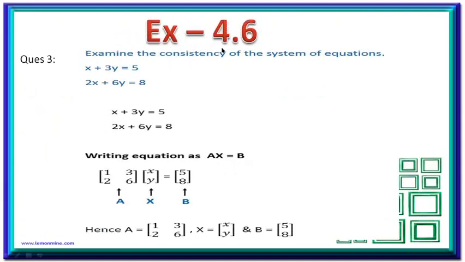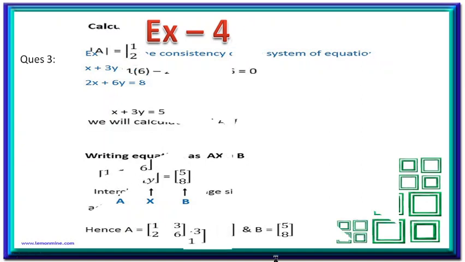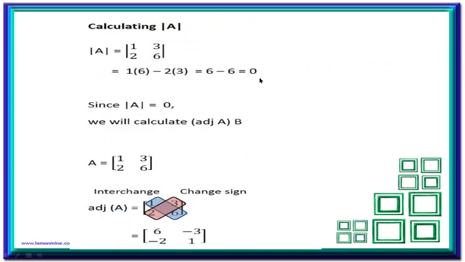Now let's discuss few questions of exercise 4.6. Let's take question number 3. Examine the consistency. Again, two equations are given. First of all, we'll write in this format AX equal to B, where A will represent all the constants 1, 3, 2 and 6. Matrix X will represent all the variables x and y, and B will represent these numbers written on the right side, 5 and 8. So A, X and B matrices are ready. What is the next step? We have to find the determinant A. This has come as 0.